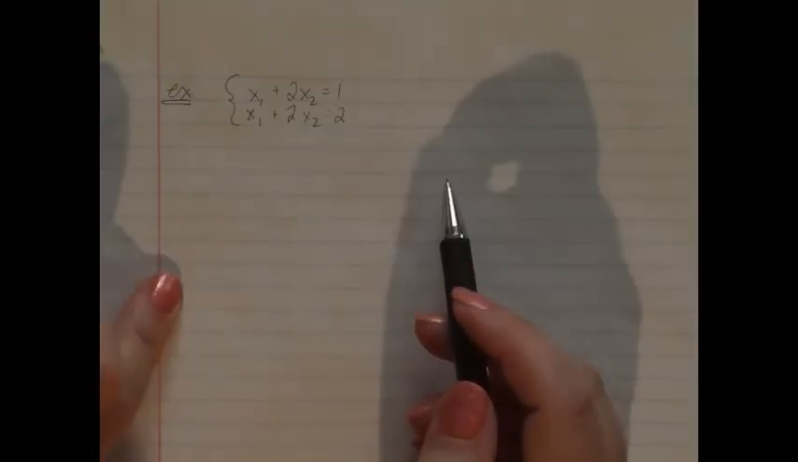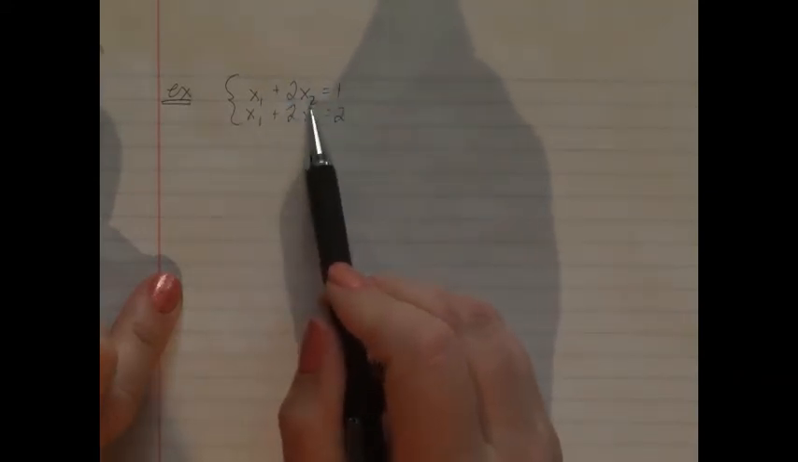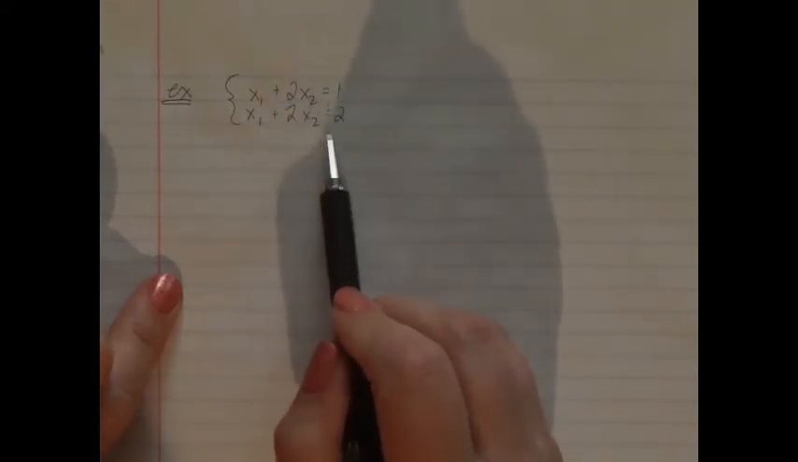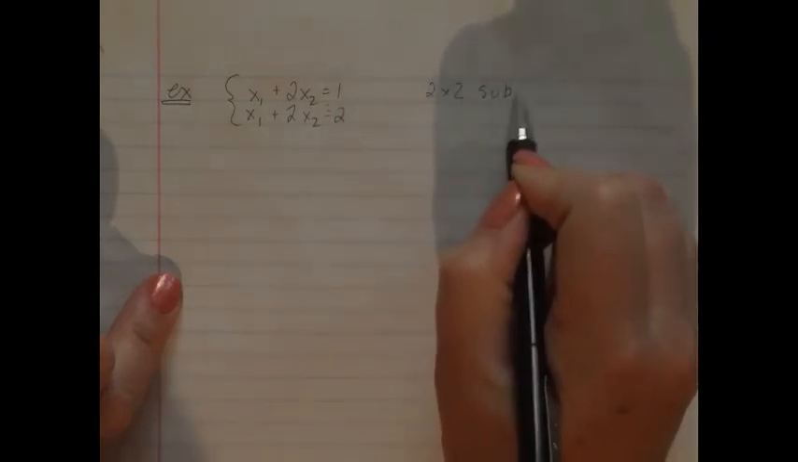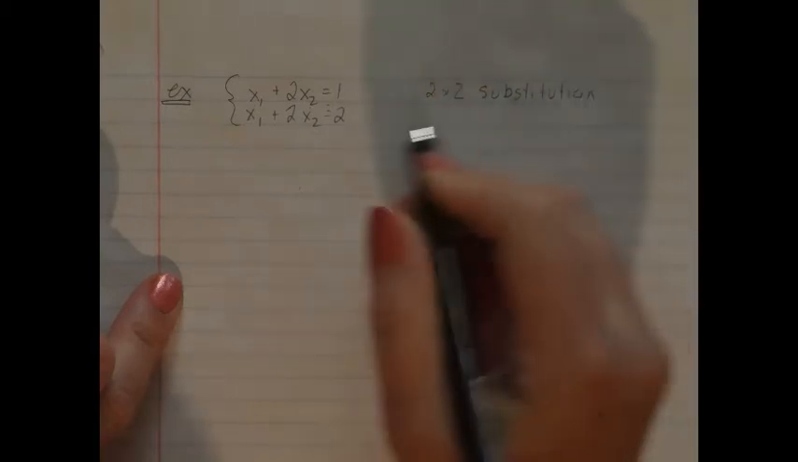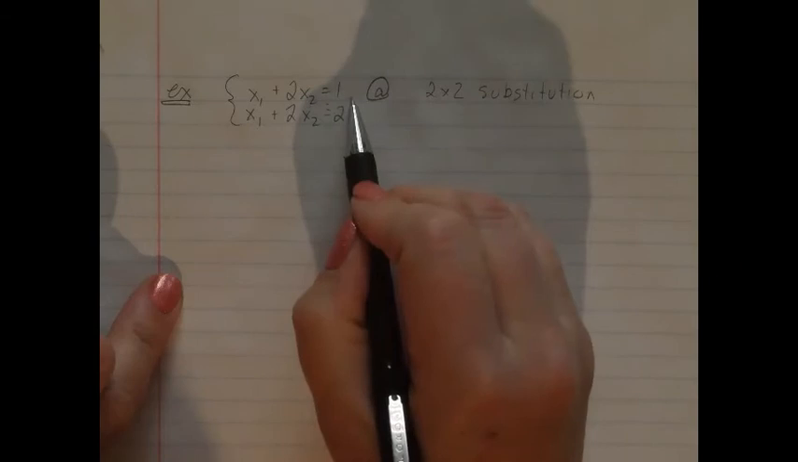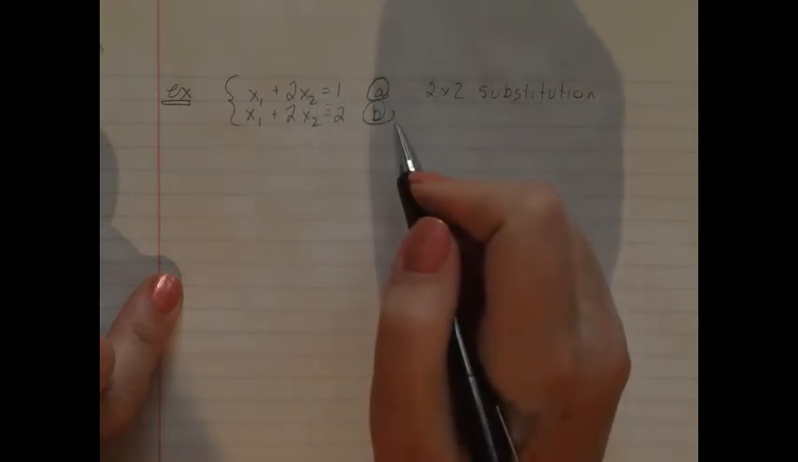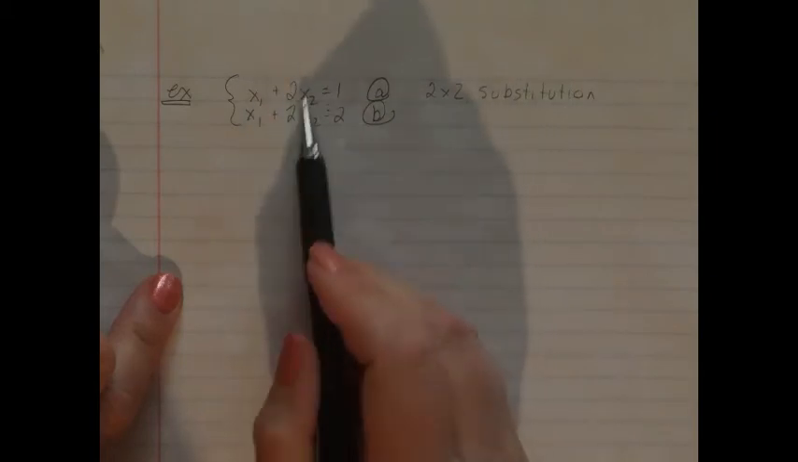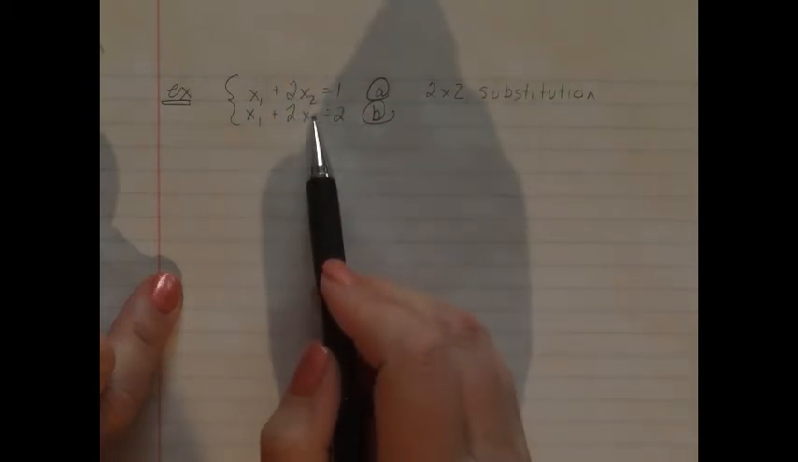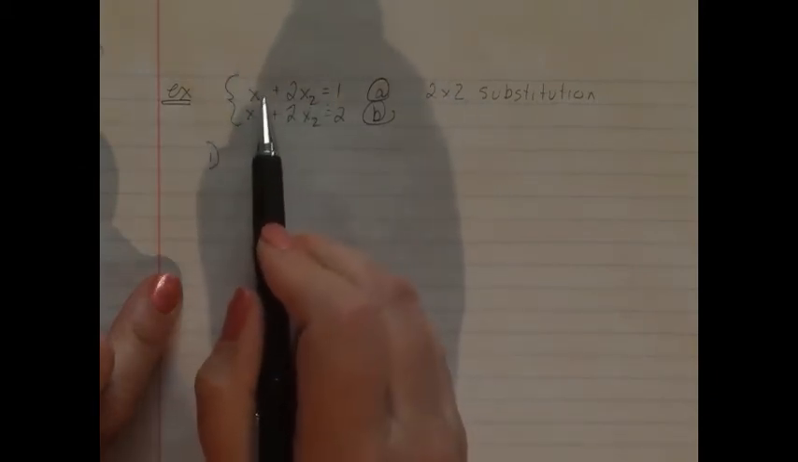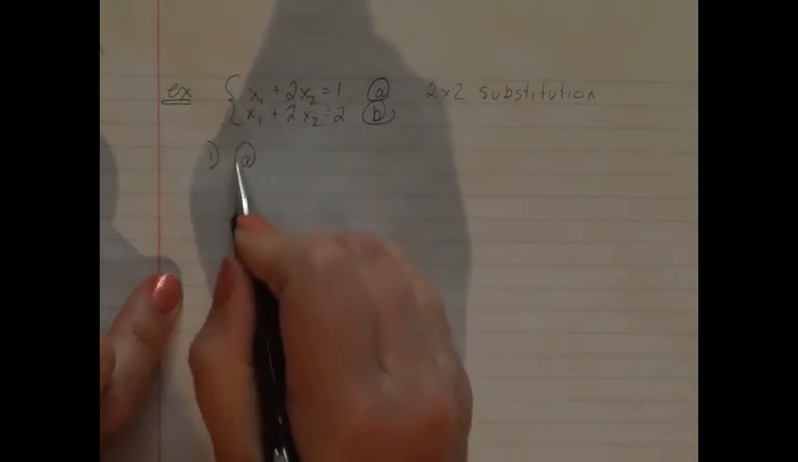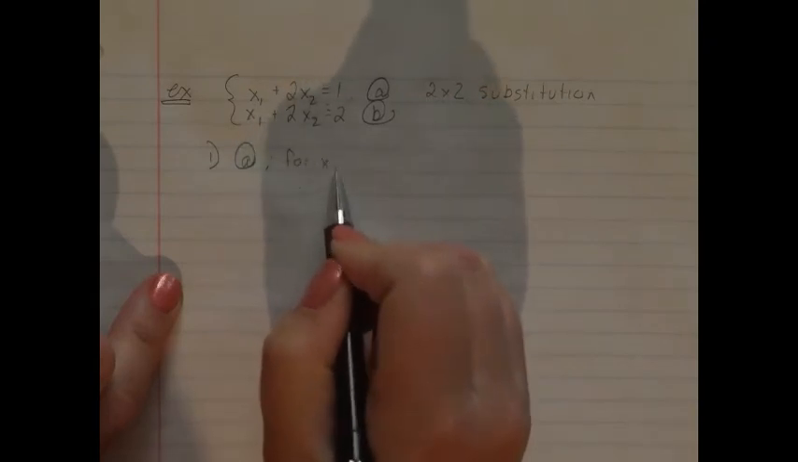We're going to go over this problem. I've got x1 plus 2x2 equals 1, x1 plus 2x2 equals 2, and we want to do this 2 by 2 system by substitution. What I'm going to do is call this equation A, and call this equation B. Now, since this is substitution, I'm going to pick one of these to solve for. I don't really care which one. And I'm also going to solve for a variable. In this case, I'm going to solve for x1. So here I'm going to choose equation A, and I'm going to solve for x1.